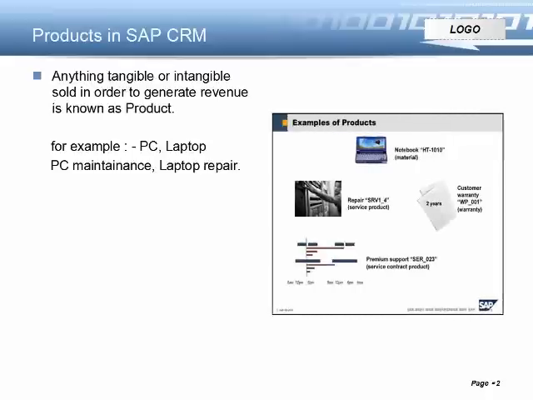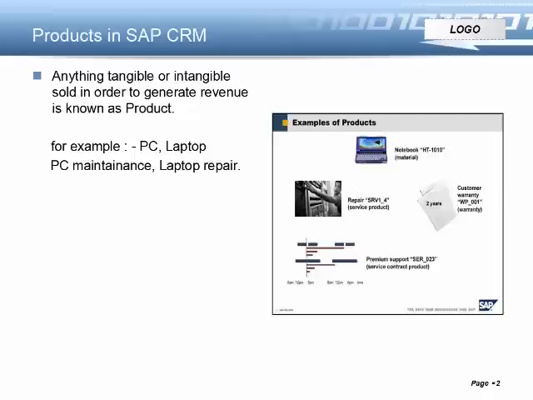In this picture we are seeing examples of products. In the first picture it is seen notebook HT1010. This is a material. It is a tangible product of type material. I will tell you what the different product types are on the next slide. As of now, simply see it is a product and it is a tangible product. In this picture, the first picture, notebook HT1010, this one. Another is repair SRV1 underscore 4.